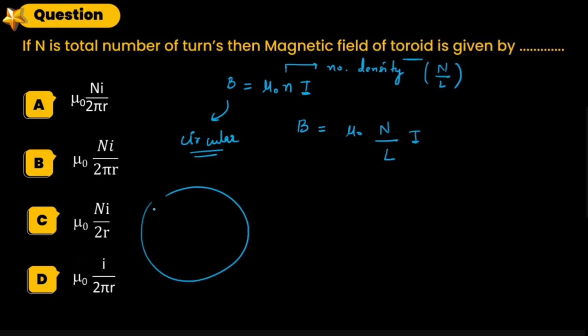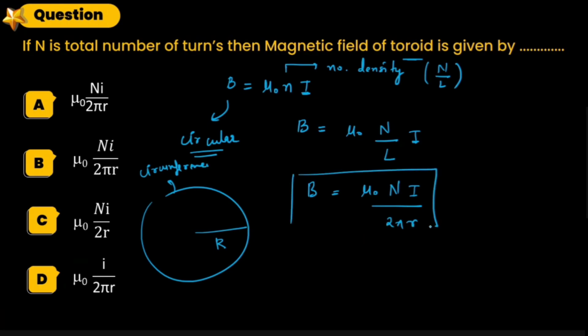If you look at the circle, and the radius of the toroid is r, what is the length of this toroid? That is its circumference, 2 pi r. Out of this, you can find the correct option: mu naught N i by 2 pi r. So option A and option B are both the same. So this must be the answer.